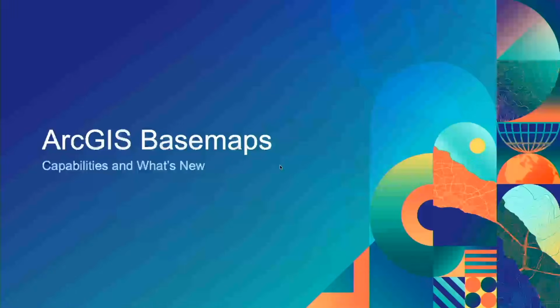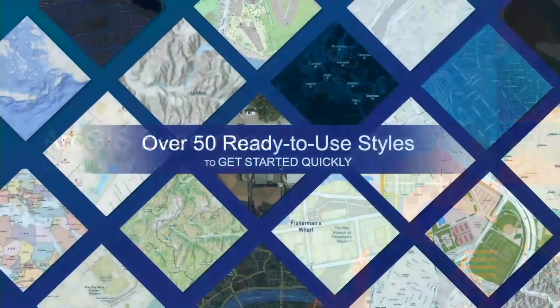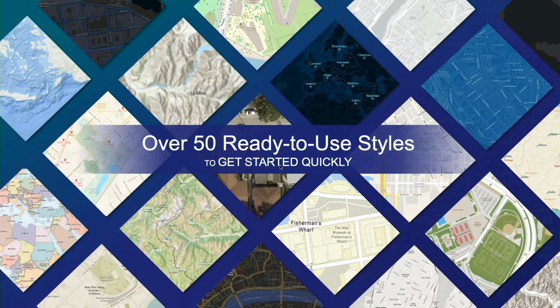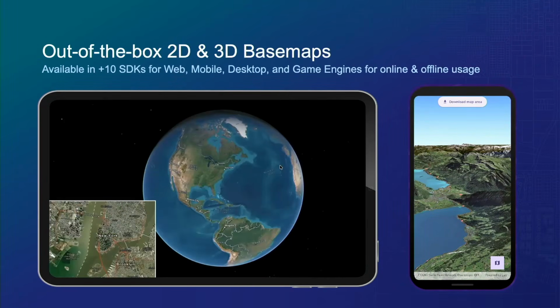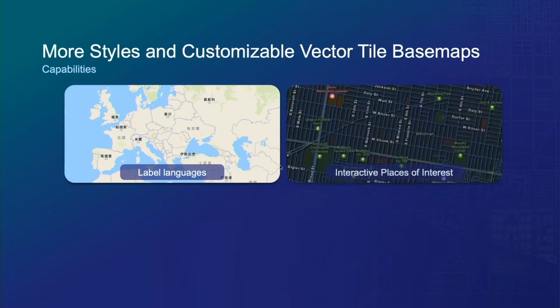Now we're going to start with a very quick overview of the base maps services capabilities, because this is an introductory session, so we want to make sure everyone is on the same page. So probably, as all of you know, we have provided already over 50 ready-to-use styles that you can use as your base layers if you want. These base maps work in 3D, in 2D, in mobile, in web. So there's plenty of styles to be used.